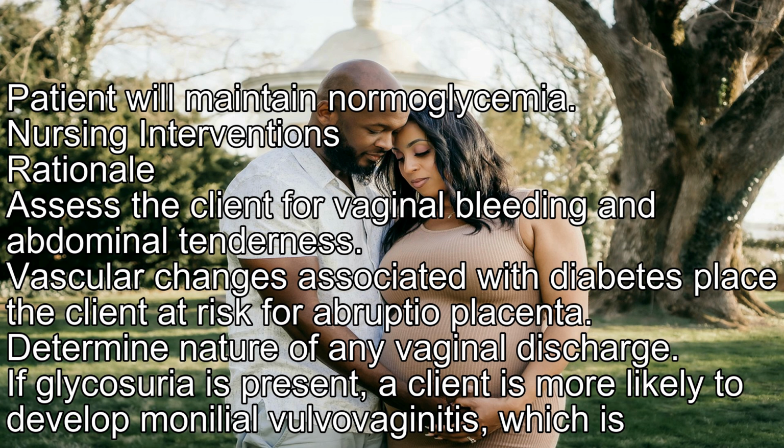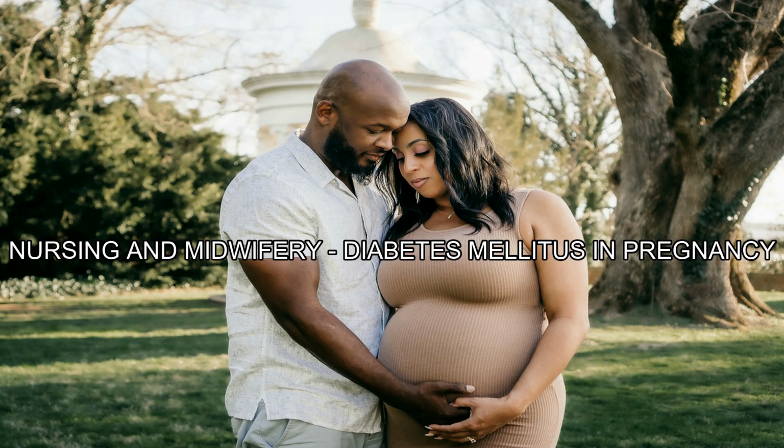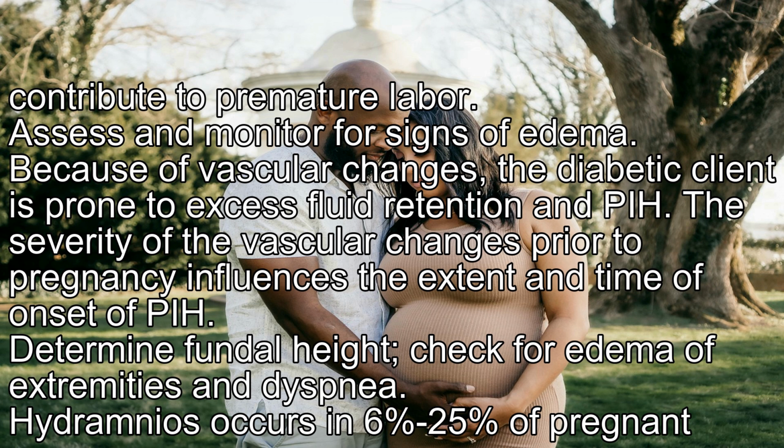Determine nature of any vaginal discharge. If glycosuria is present, a client is more likely to develop monilial vulvovaginitis, which may contribute to premature labor. Assess and monitor for signs of edema. Because of vascular changes, the diabetic client is prone to excess fluid retention and PIH. The severity of the vascular changes prior to pregnancy influences the extent and time of onset of PIH.